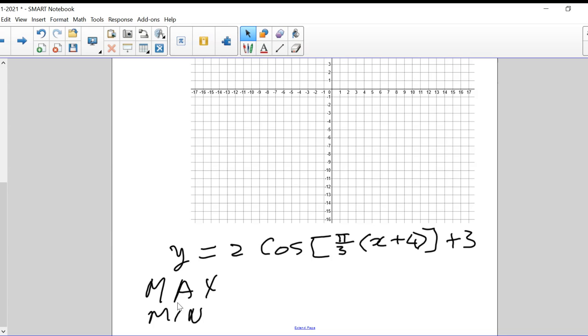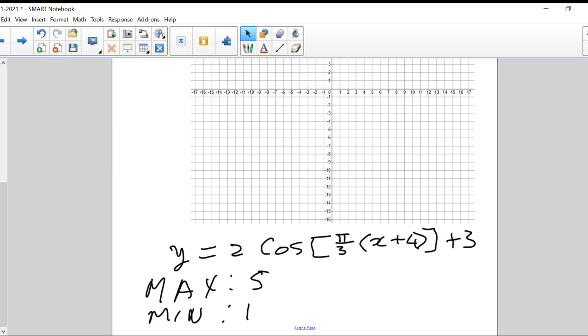Okay, so Jeremy is now saying the high would be 5, and he's right. How about the low? Remember, focus on that center line. The amplitude is the distance from the center line to the top and the center line to the bottom. So the min would be 1.